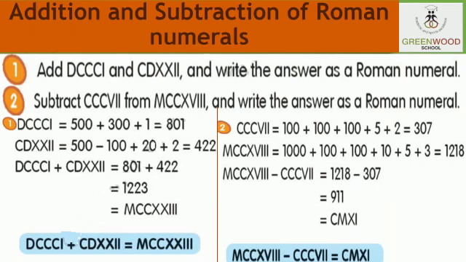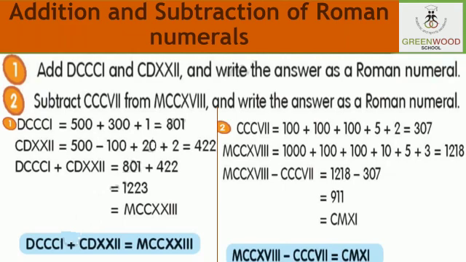Now, let's see the last topic of this chapter, addition and subtraction of Roman numerals. Add DCCCI and CDXXII and write the answer as a Roman numeral. For that, first of all, write the numbers. DCCCI. D means 500. CCC means 300. I means 1. So, 500 plus 300 plus 1 is equal to 801.